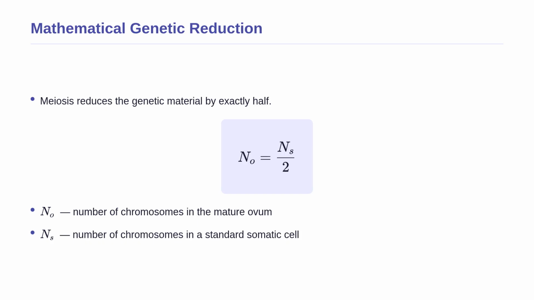Since we just mentioned meiotic divisions, let us look at the mathematical representation of this genetic reduction. Conceptually, meiosis must reduce the genetic material by exactly half, so that when a sperm and egg fuse, the resulting baby has the correct amount of DNA. The formula for this is n_O = n_S / 2. Let us define these symbols. n_O represents the number of chromosomes present in a fully mature human egg cell. n_S represents the total number of chromosomes found in a standard non-reproductive human body cell, like a skin cell. The 2 in the denominator represents the 2 rounds of meiotic division. If the starting variable n_S were to increase or decrease due to a mutation, the resulting n_O would change proportionally.